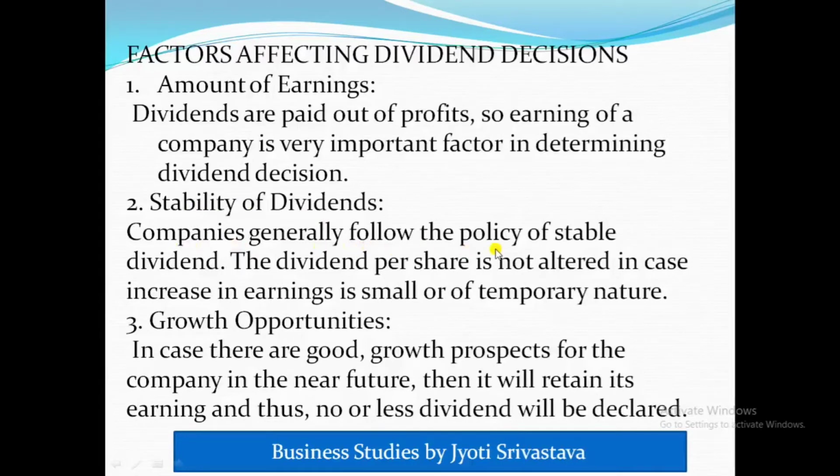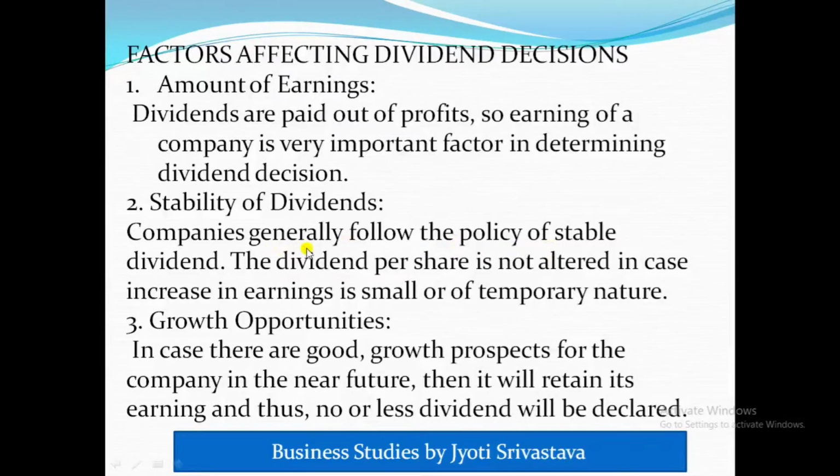Then comes stability of dividend. Companies generally follow the policy of stable dividend. The dividend per share is not altered in case the increase in earning is small or of temporary nature. Student, you know that there are two types of shareholders: preference and equity. Preference shareholders get a fixed percentage of interest on their invested amount. For equity shareholders, whatever amount is left over is distributed among all of them.